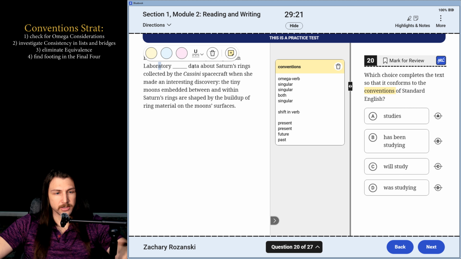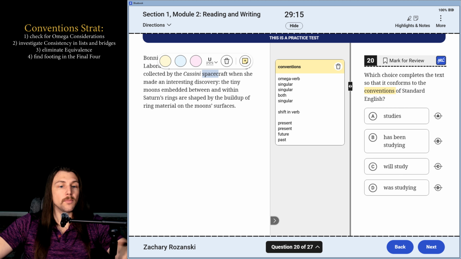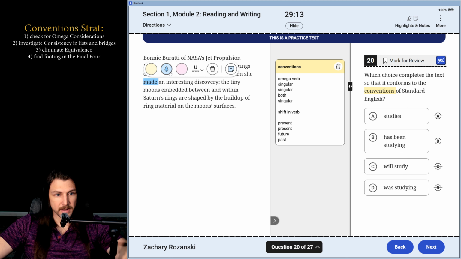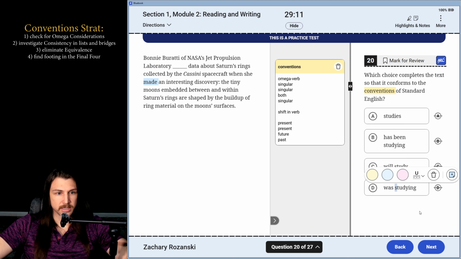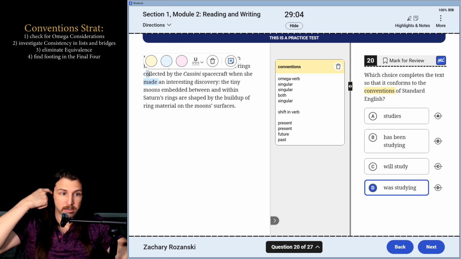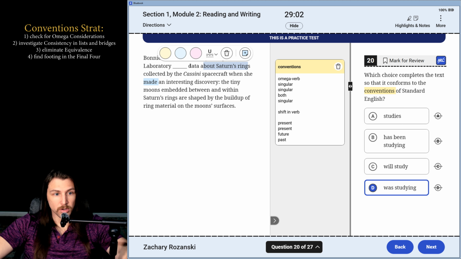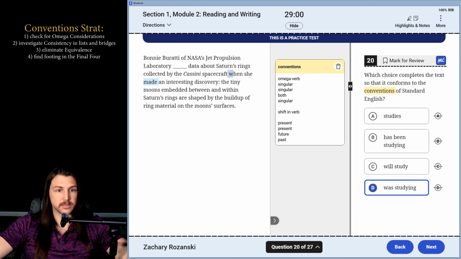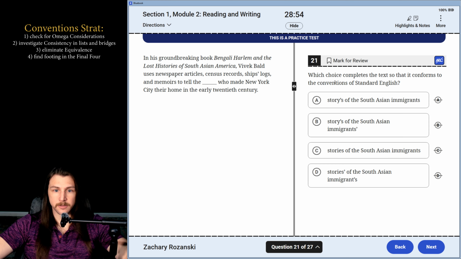The propulsion laboratory does something to do with data about Saturn's rings collected by the aircraft when she made an interesting discovery. This made is going to be my absolute when clue. It's going to be the past here. Data is collected by. This is not actually telling me when. If you thought that was the one, that's a bad clue there, right? It was which were collected. This is a reduced passive. That's just something to build some discipline. It's not all EDs tell us when, but this is it. Made is the past, was is the past, done.